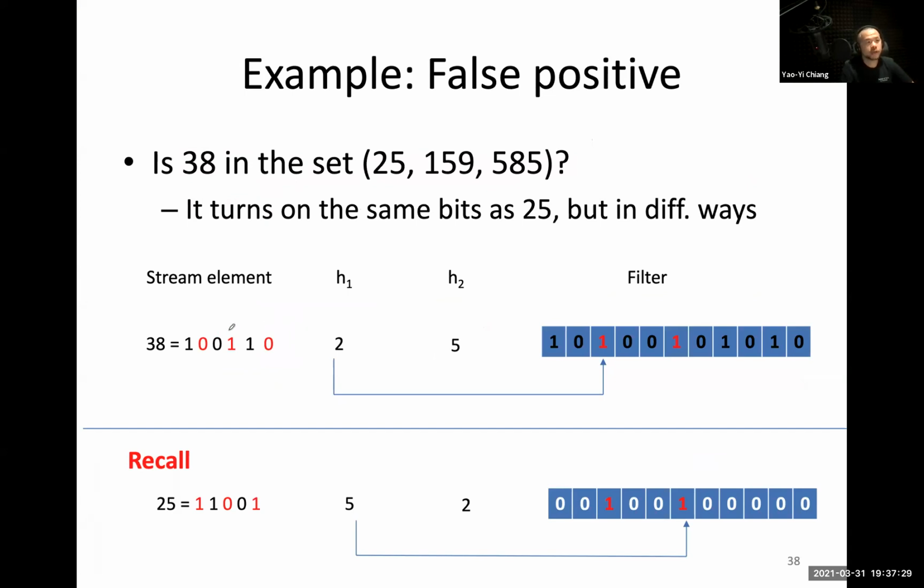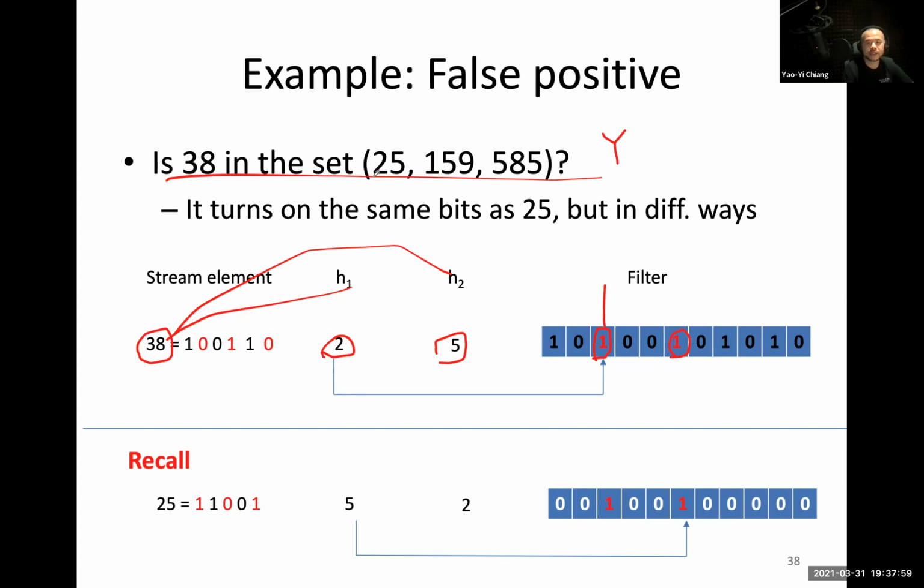All right, and if we look at 38, is 38 in the set? So you take 38, you run it through H1 and H2. H1 gives you a 2, H2 gives you a 5, and you look at the filter. Position 2 gives you a 1, so okay, 38 might be in your set, and 5 also gives you a 1, so the answer will be yes, it's in the set. But 38 is actually not in the set, because this 1 and this 1 were set by the number 25, right? So this is a false positive.